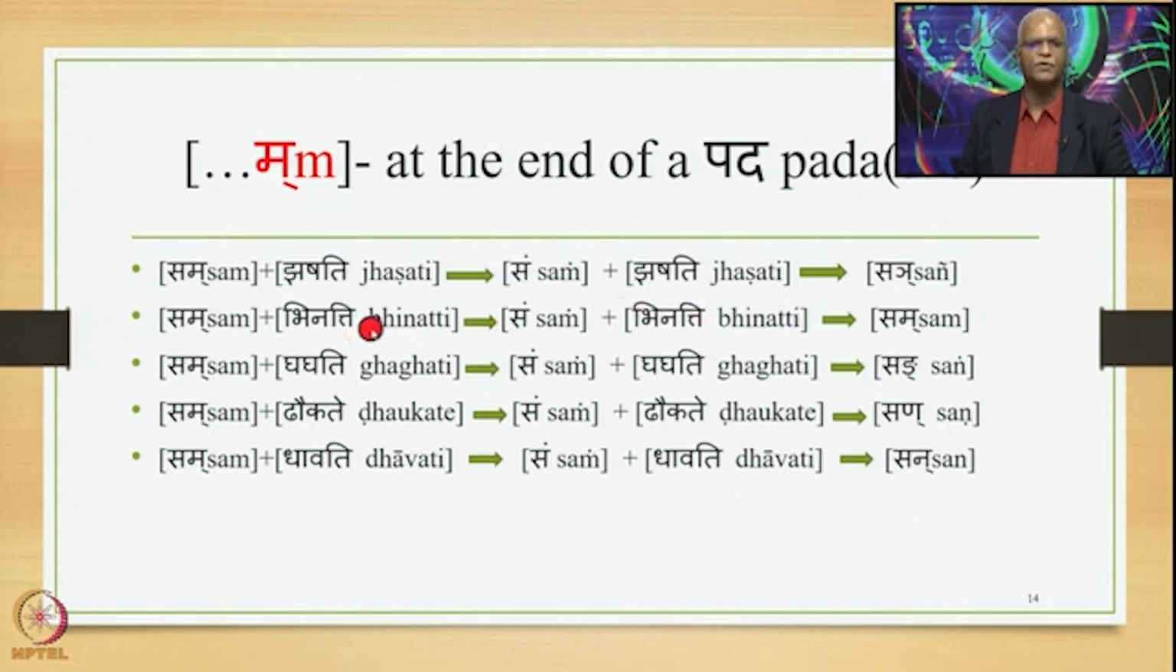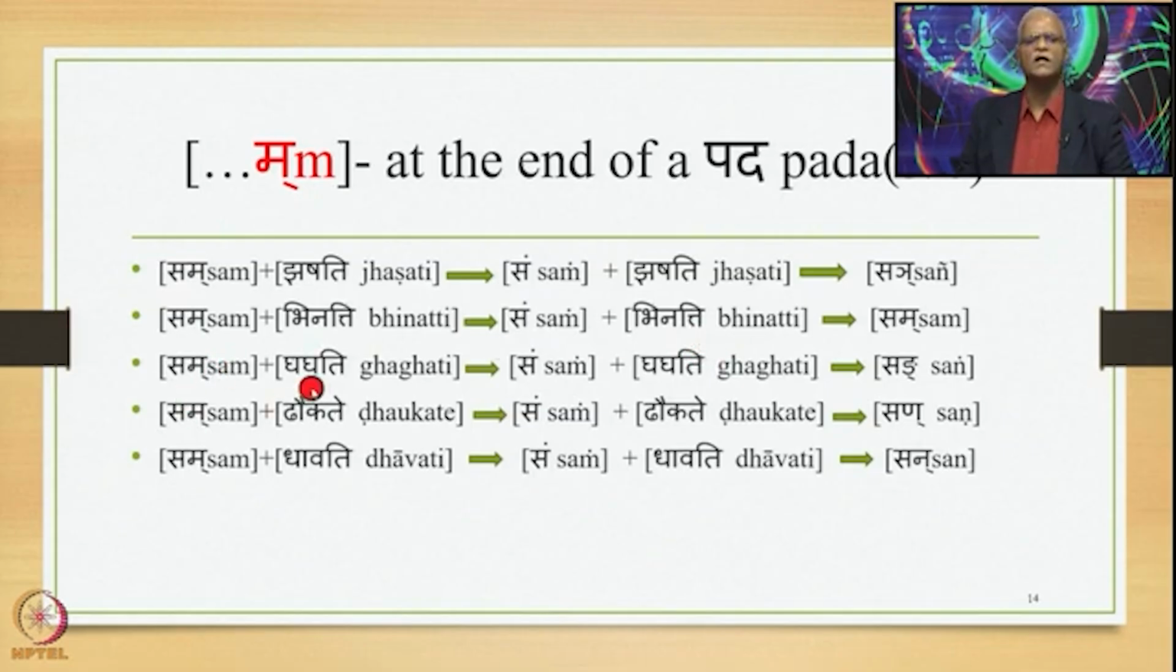Then we have sam plus bhinatti as the input, and so this ma coming at the end of a pada is substituted by this anuswara by the application of 8323, and so the output generated is sam bhinatti. Here 8459 applies and substitutes this anuswara by the nasal parasavarana of bh, which is ma. So we have sam plus bhinatti. This is optional form, so we also get sam, which is anuswara, and bhinatti as an optional output.